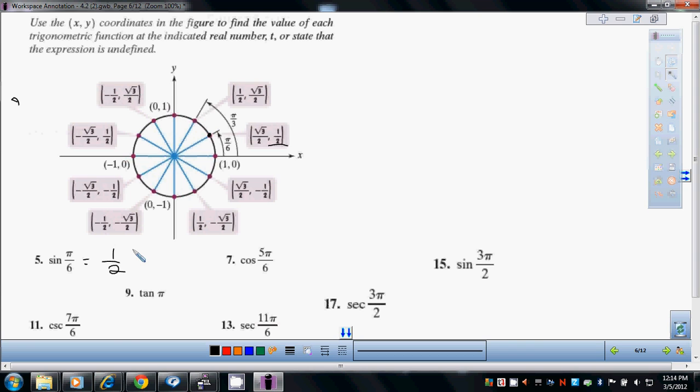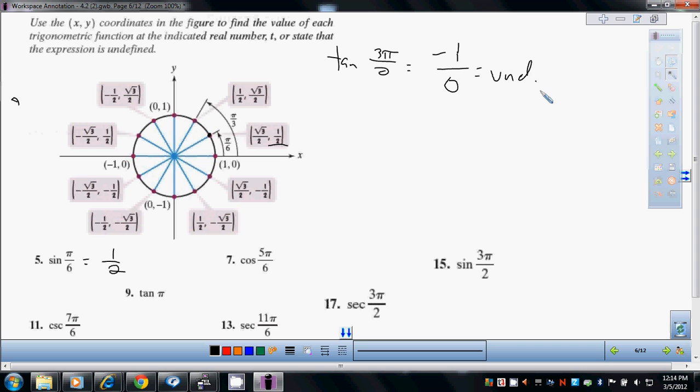I don't see any undefined ones here, but like if it had said tangent of 3 pi over 2, sine is negative 1, cosine is 0. Again, it's on your unit circle, and that would be undefined. Questions about this slide?